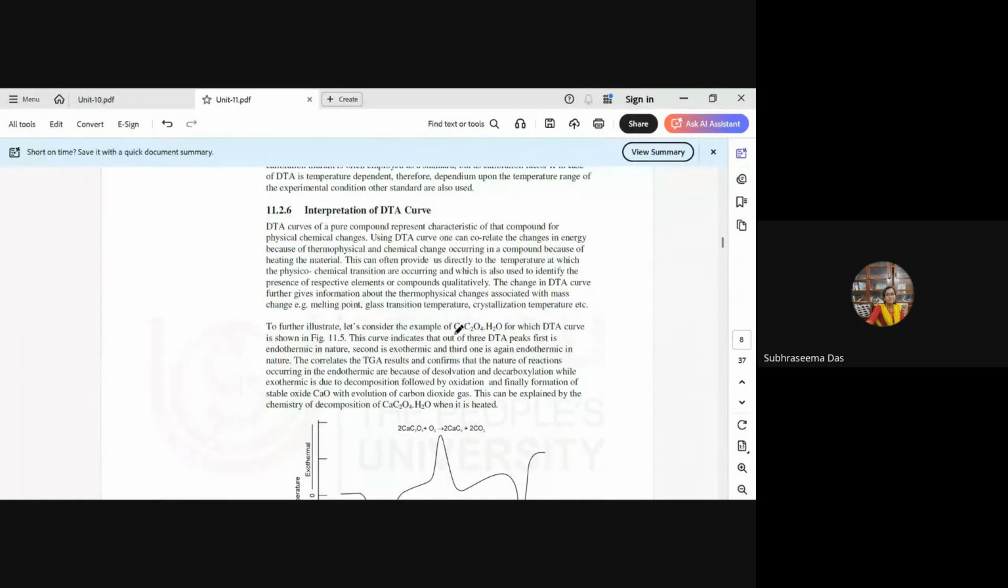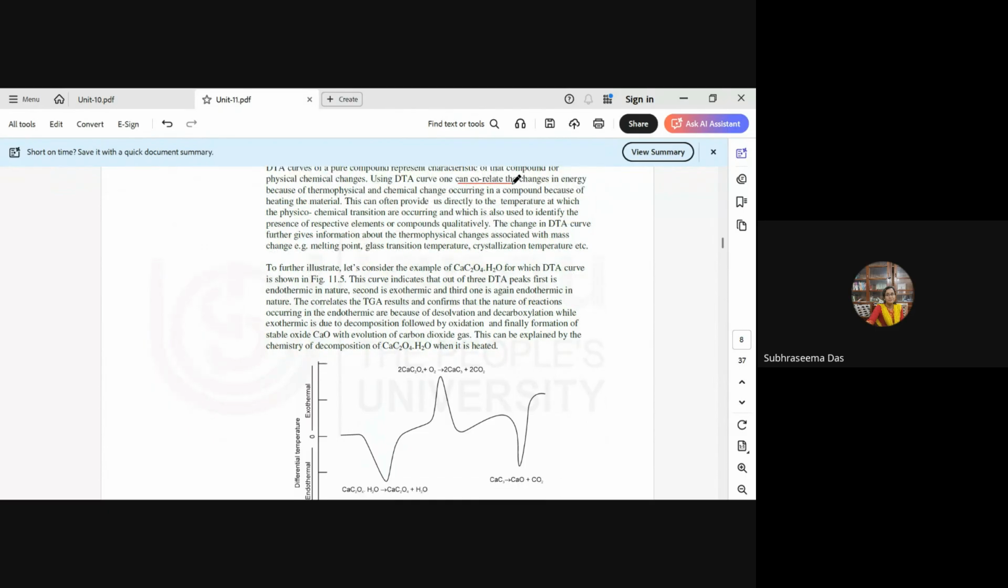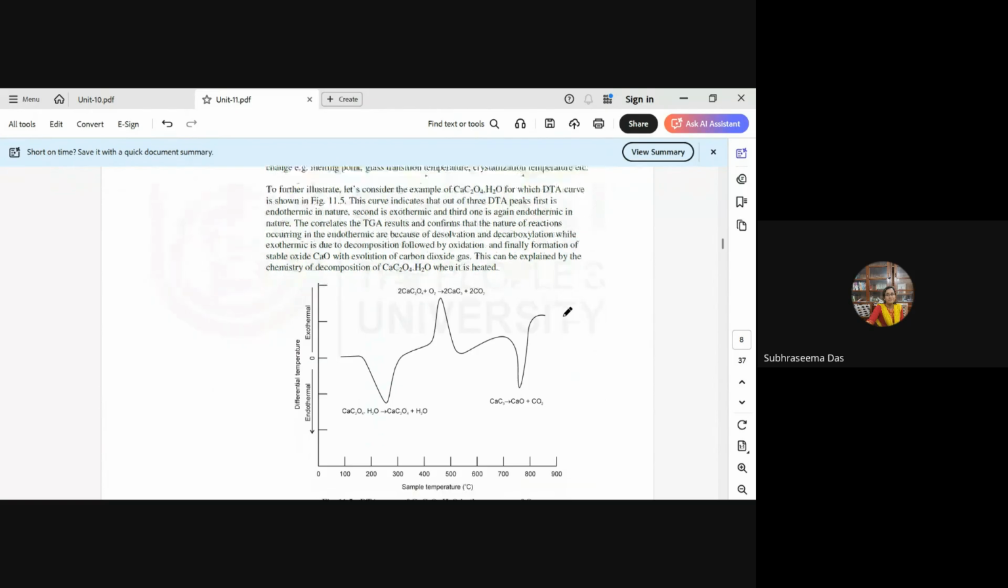Then coming to interpretation of DTA curves. DTA curves of a pure compound represent the characteristic of that compound. Using a DTA curve, one can correlate the changes in energy because of thermophysical and chemical changes occurring in a compound because of heating the material. This can often give us directly the temperature at which the physicochemical transitions are occurring. The change in the DTA curve also gives us the melting point, glass transition temperature, and crystallization temperature.